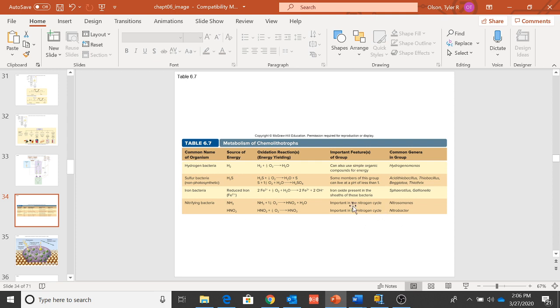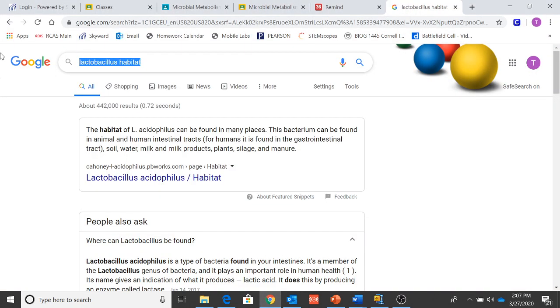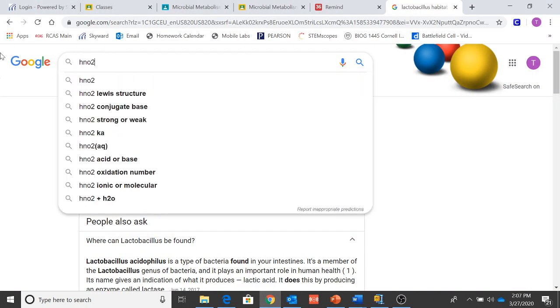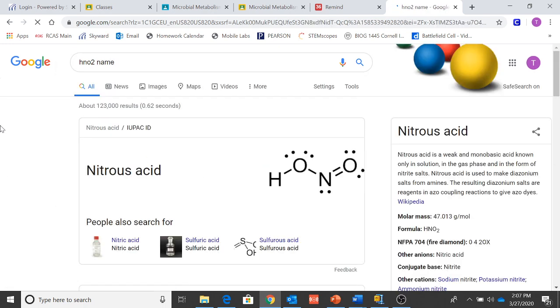And I would be okay if you wanted to split these up and talked about, one takes in ammonia, the other takes in this guy. I have to look, what is that? Maybe nitric acid? Let's Google it. HNO2. Nitrous acid. Yep. So nitrous acid there.